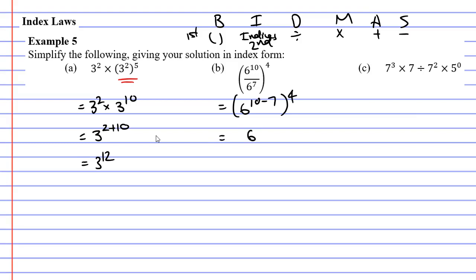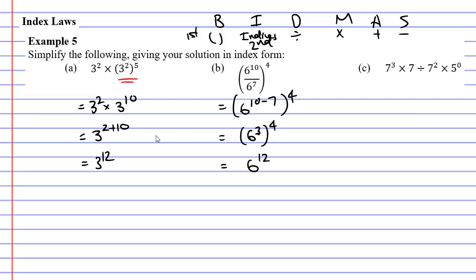So we get 6 to the power of 3, 10 minus 7 is 3, all of this to the power of 4, and we know that when we do a power to another power that we multiply them. 3 times 4 is 12. Finally, we'll move on to question C.